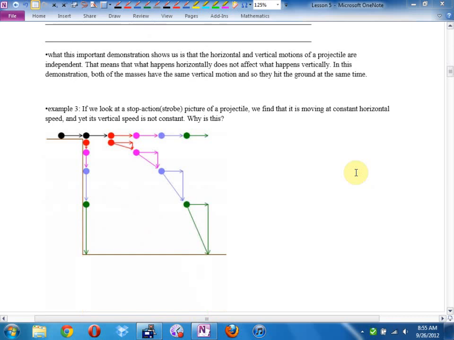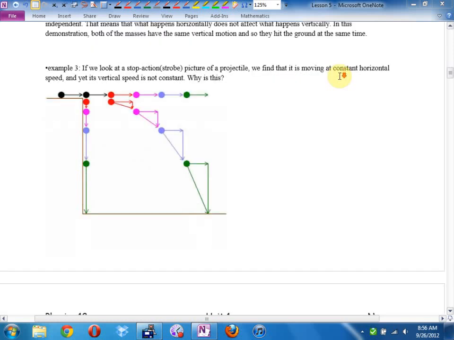What we really want you to realize is that the horizontal and vertical motions of a projectile are independent. This means that what happens horizontally does not affect what happens vertically. In this demonstration, both of the masses have the same vertical motion, and so they hit the ground at the same time. And the horizontal has no effect on the vertical. In fact, if you look at a stop action or a strobe picture of a projectile, you would find that it was moving at a constant horizontal speed, but its vertical speed is not constant.